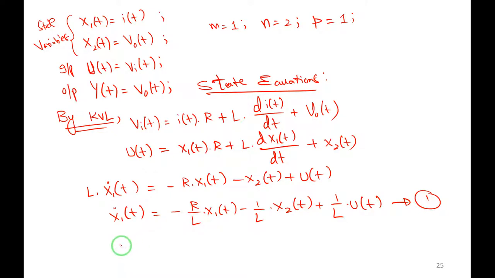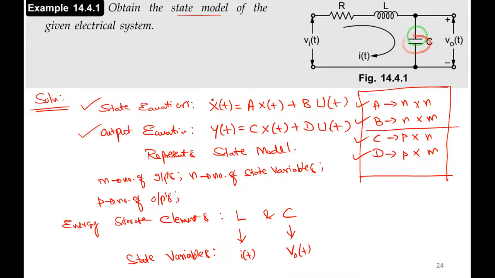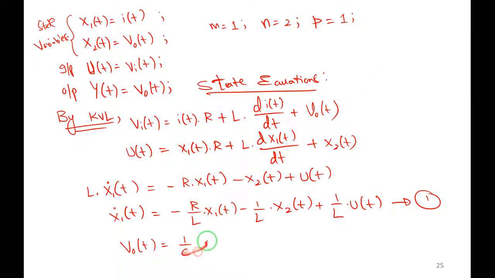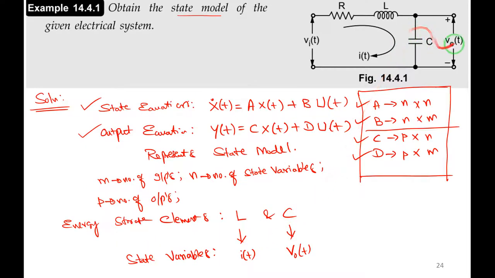Next, I want x2 dot of t. It is nothing but v naught dot of t, meaning dv naught by dt. So I should get the differentiation of this voltage v naught by dt. What is v naught of t? It is the voltage across this capacitor, 1 by c into integration of I of t into dt. You agree with this, right? So v naught of t is 1 by c into integration of I of t into dt.